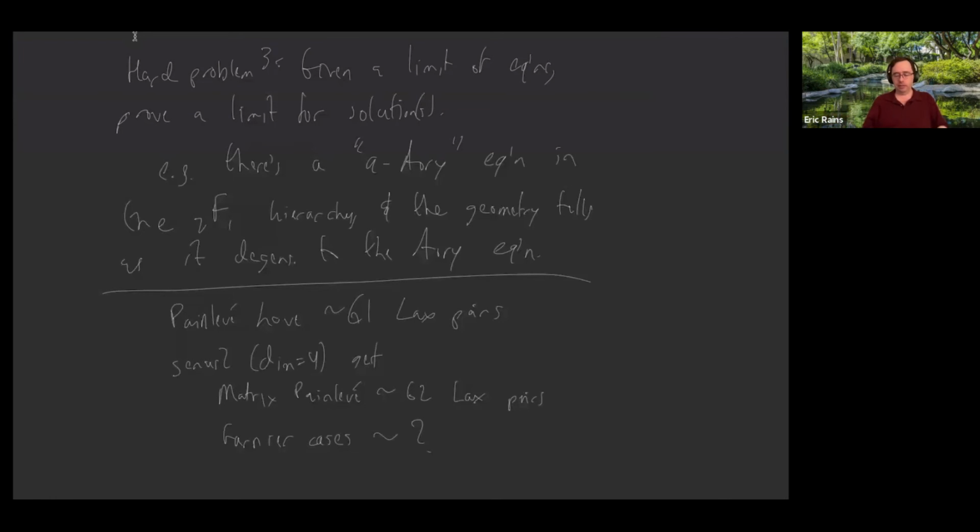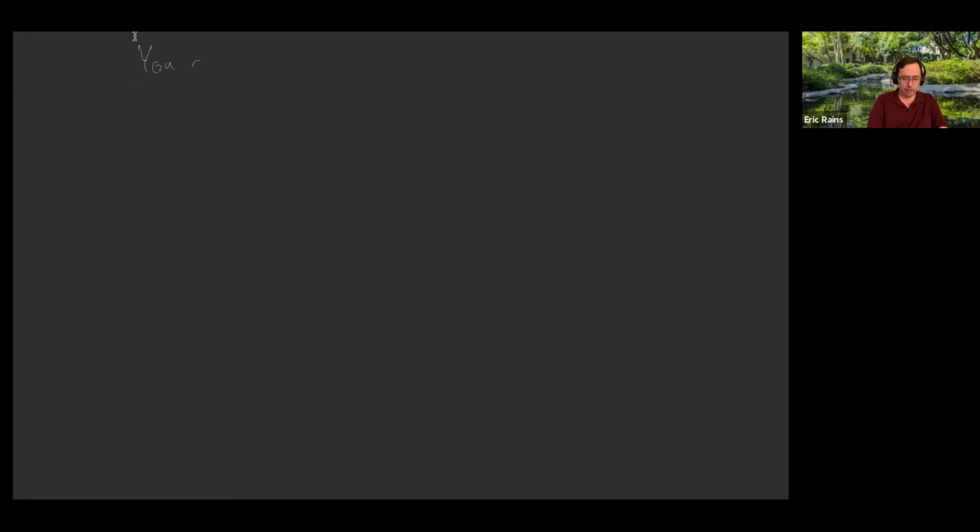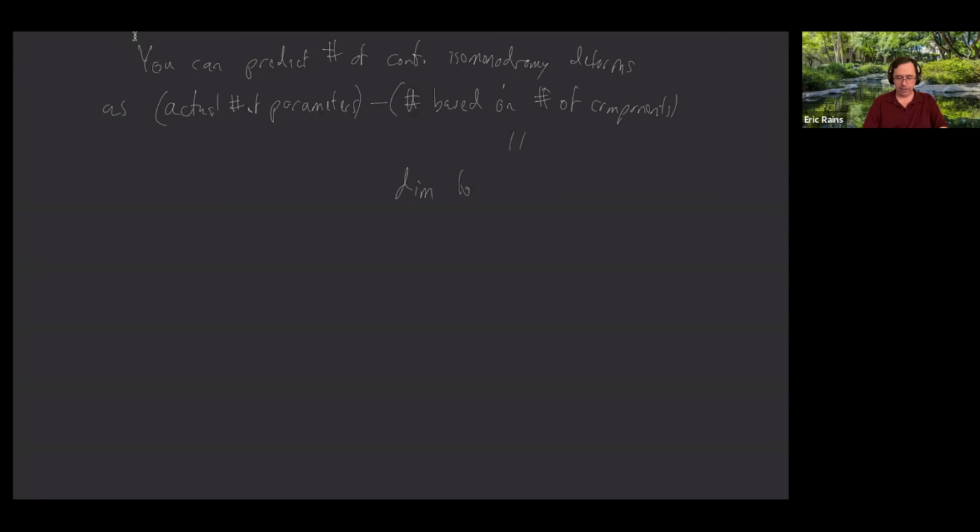Some other things you see is you can predict the number of continuous deformations as basically the actual number of parameters minus the number you would guess based on the number of components, i.e., the dimension of the top additive case, or the top symmetric difference case, plus 1 minus the number of components.